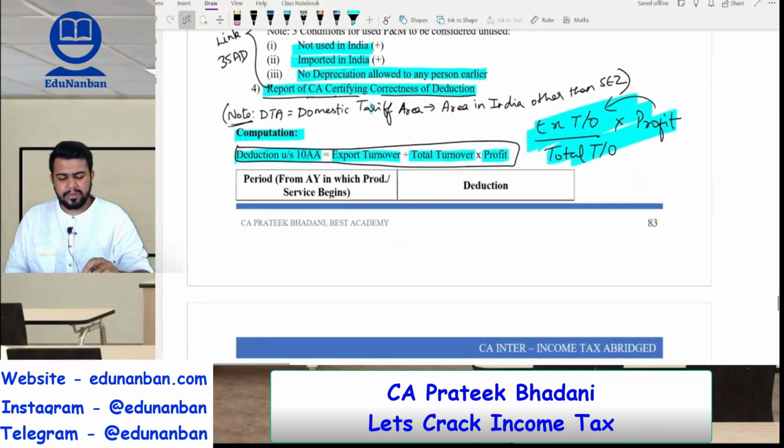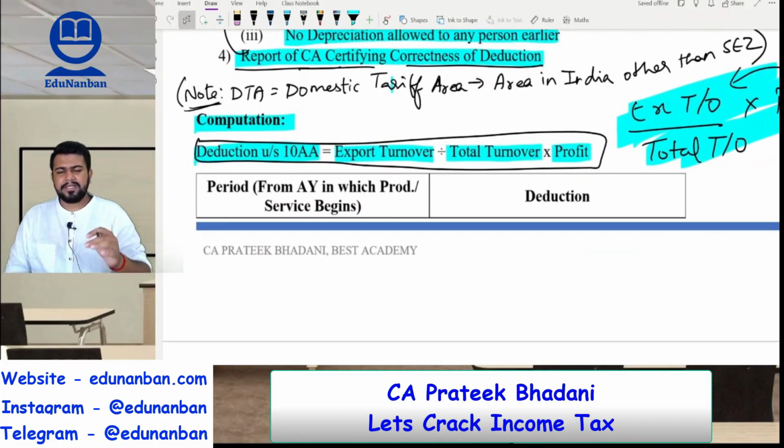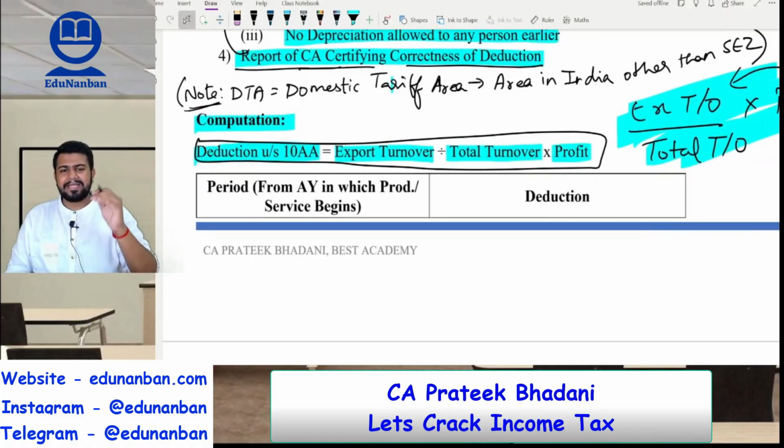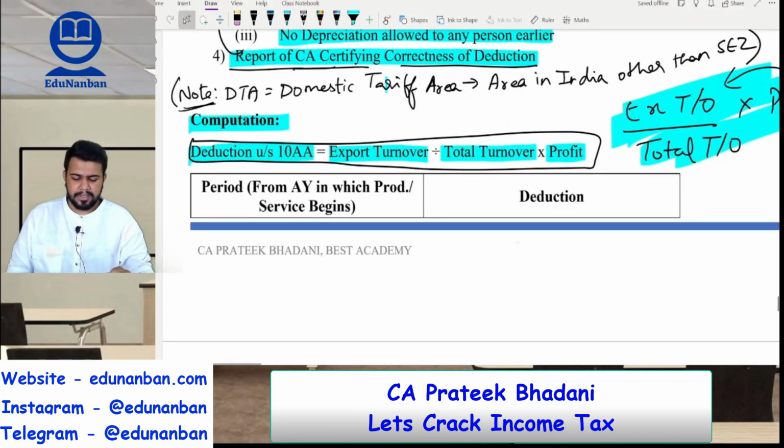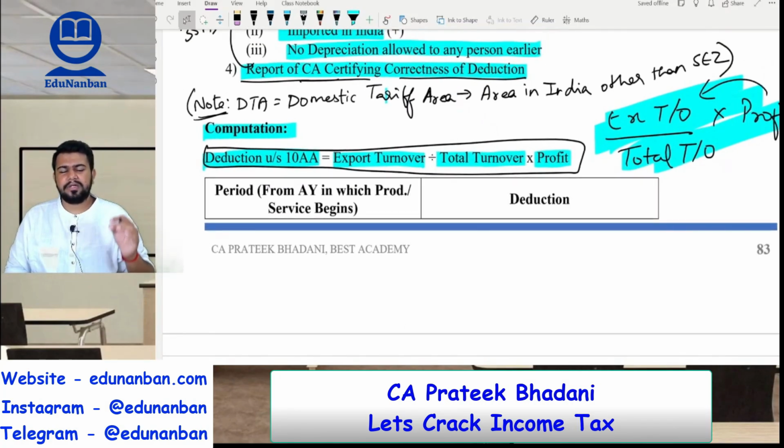Now let us see how to calculate the deduction. Deduction under 10AA is equal to export turnover of the SEZ unit divided by total turnover of the SEZ unit multiplied by profit of the SEZ unit. So export turnover divided by total turnover into profit of the SEZ unit.